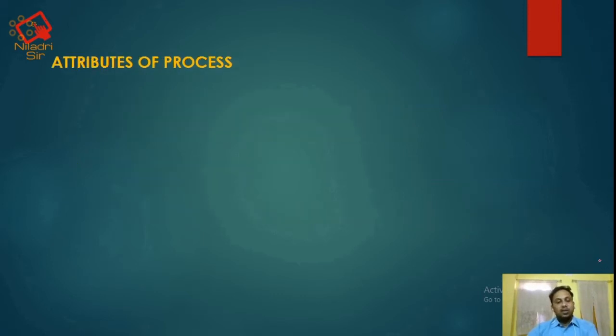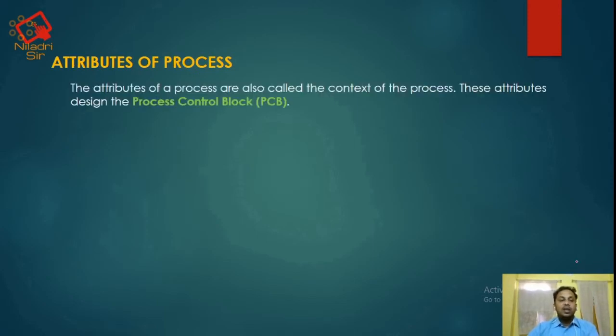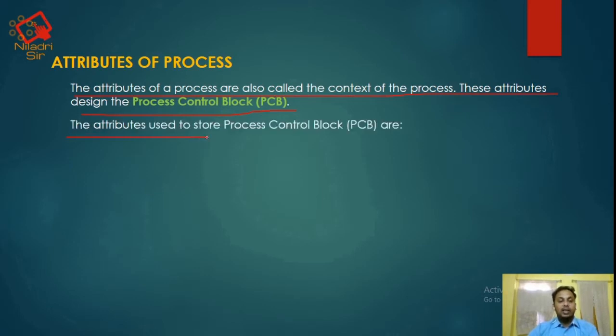Next we will discuss different attributes of process. The attributes of a process are called the context of the process. These attributes design the process control block. As you know, process control block is a very important part of a process. Process control block basically holds all the details of a process. So the attributes used to store the process control block are process ID, and so on. These are the things which the process control block holds.